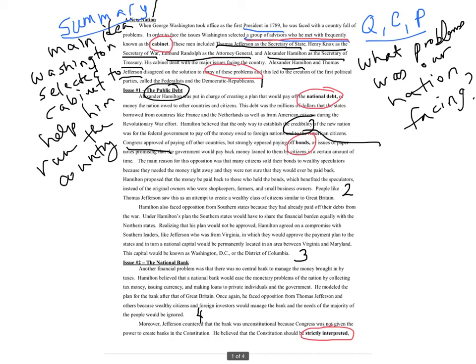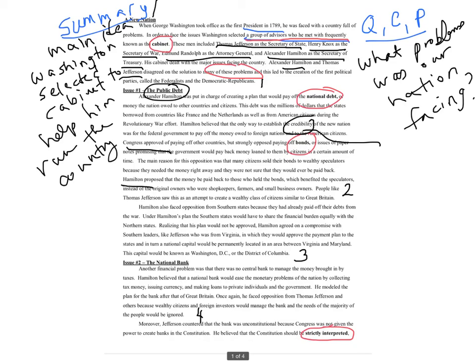The next sentence says, Hamilton proposed that the money be paid back to those who held the bonds, which benefited the speculators, instead of the original owners, who were shopkeepers, farmers, and small business owners. People like Thomas Jefferson saw this as an attempt to create a wealthy class of citizens similar to Great Britain. So it sounds like Jefferson has an issue with being like Great Britain.